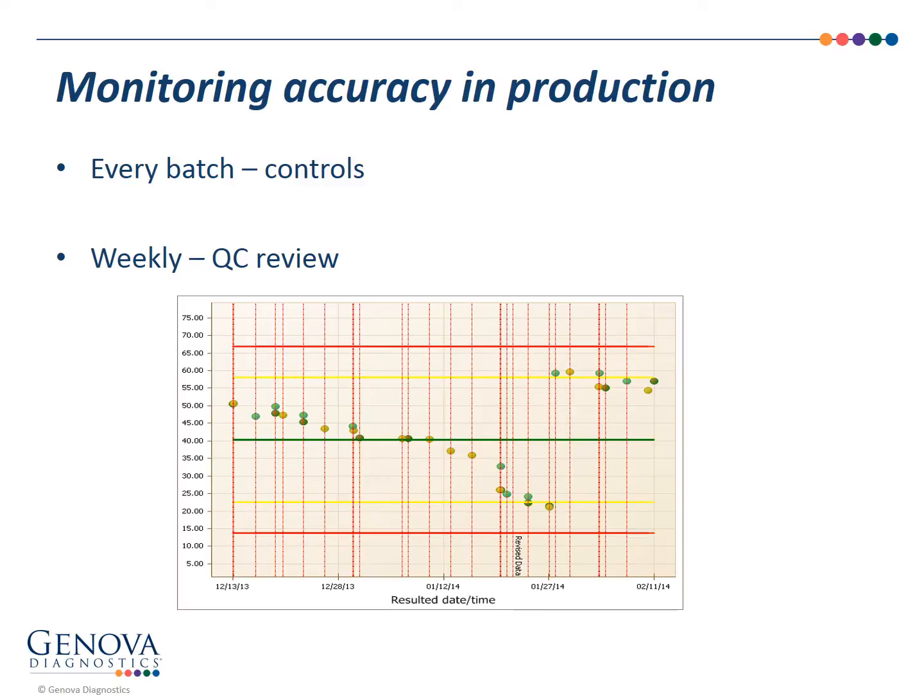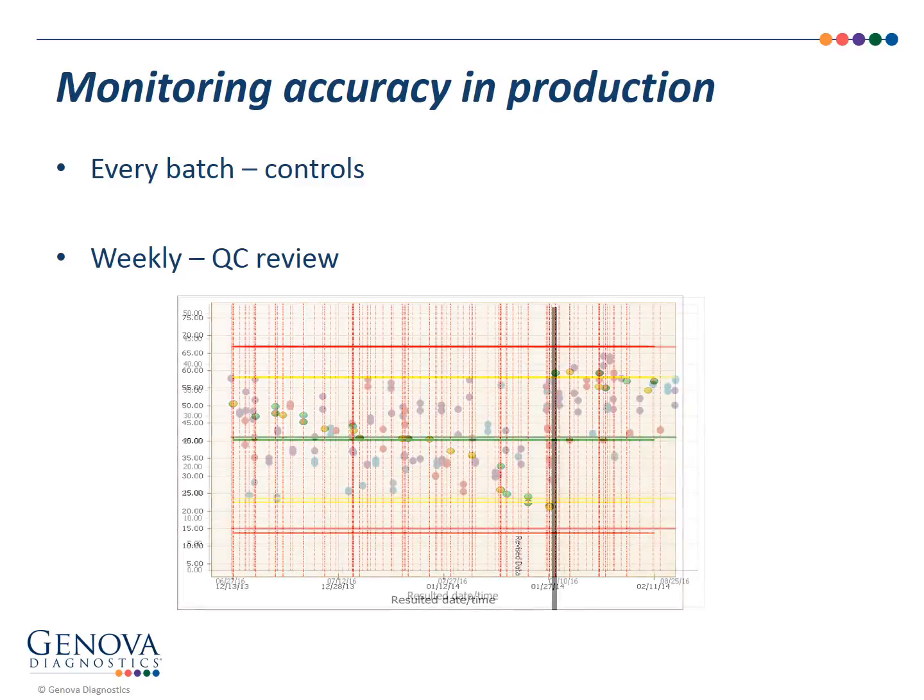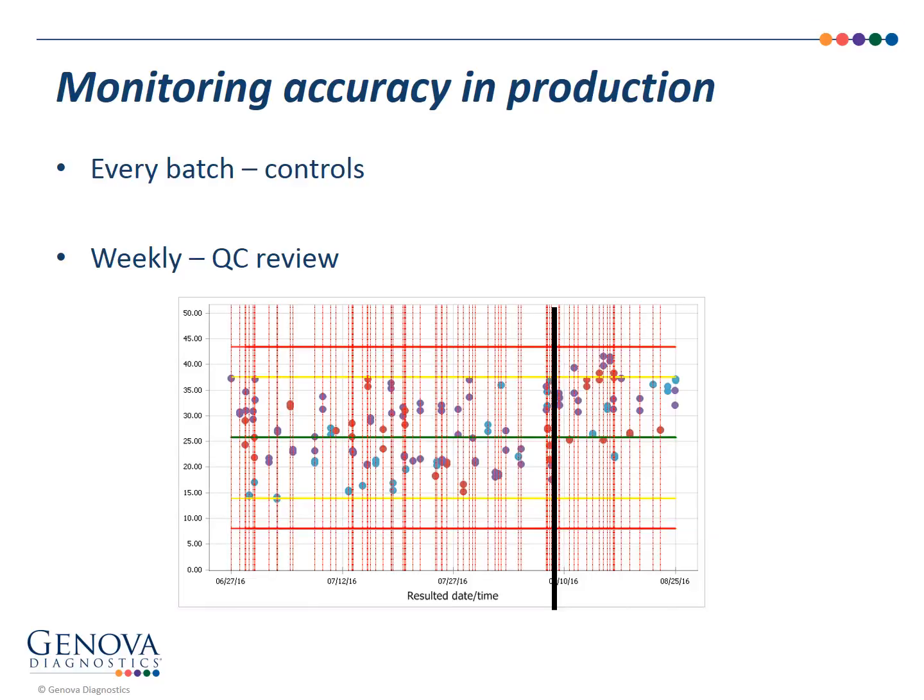And they're looking for things like trending or shifts. So if you see that the controls are running in between those two yellow lines, and then suddenly at that black line something shifted up, then the supervisor is going to question what happened at that time point that might have made everything move.